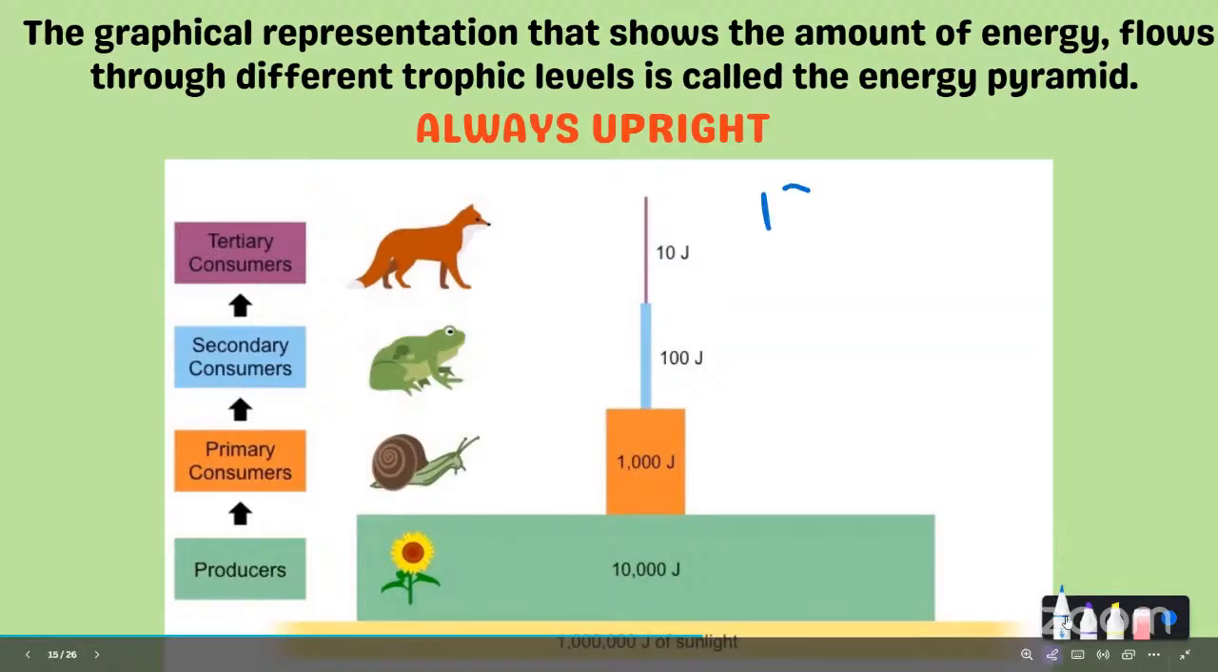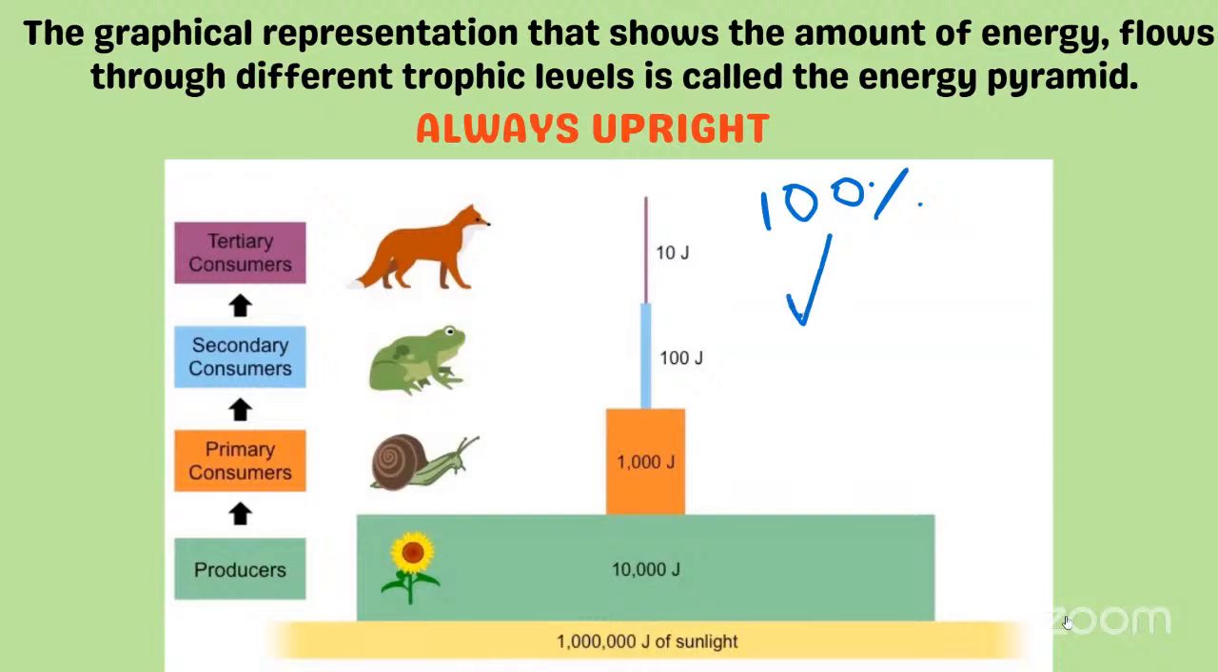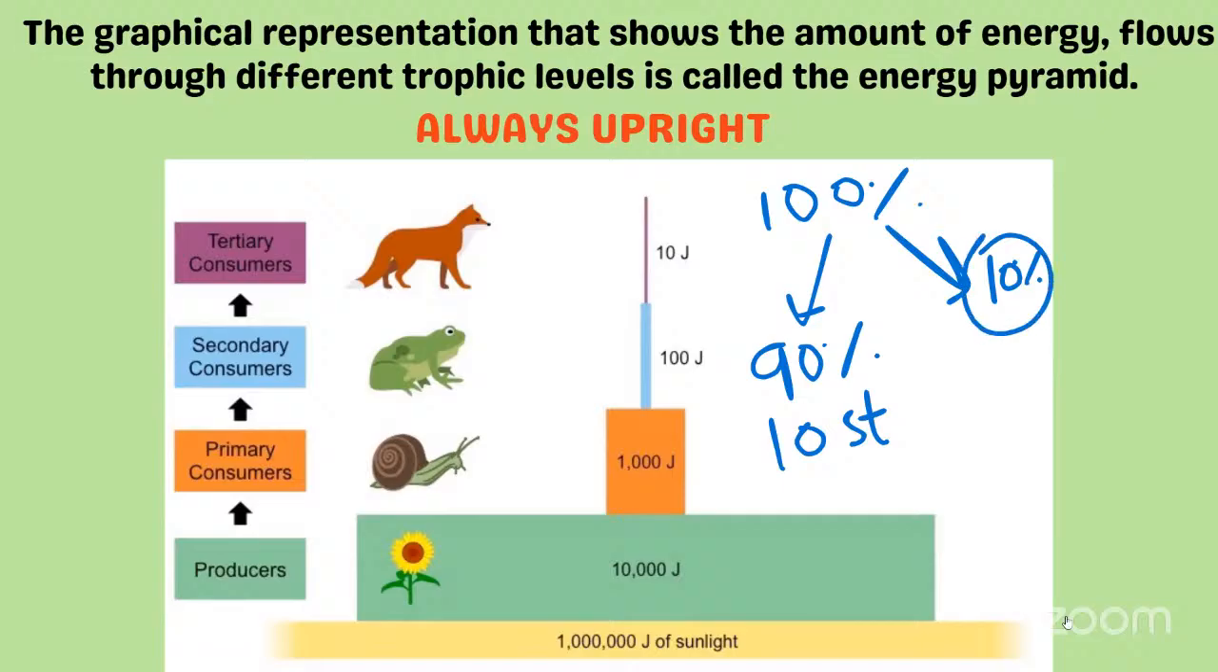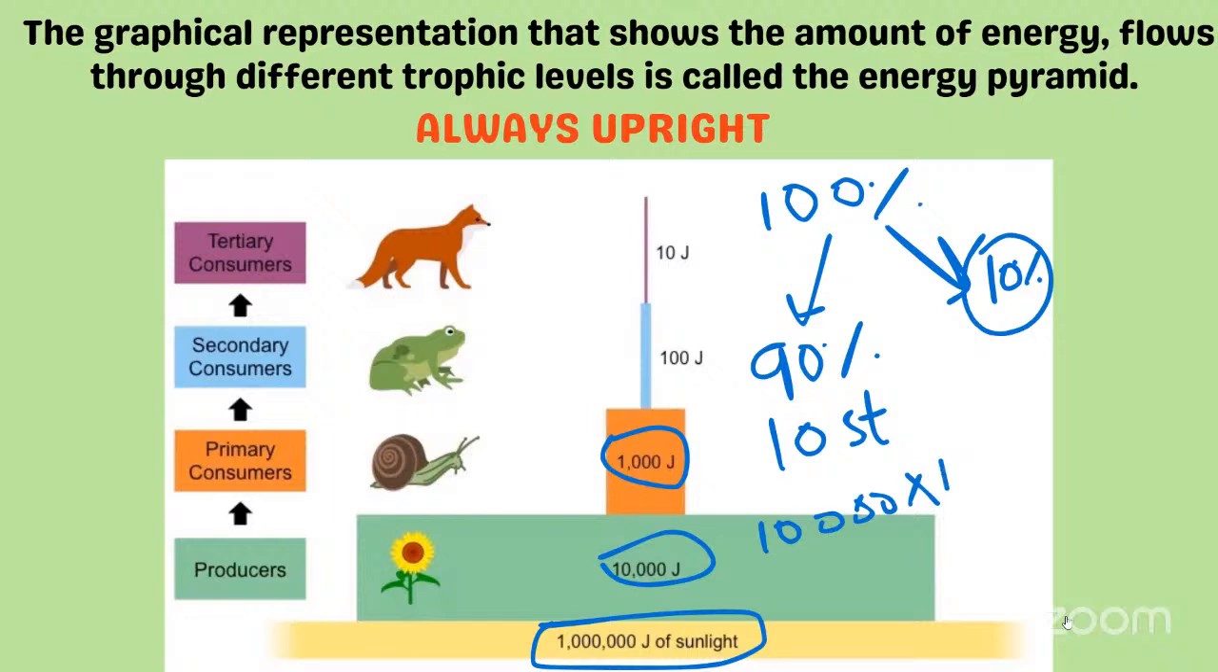So if you have 100%, 90% of the energy is going to be lost. Only 10% is going to be moving. So take a look at this. From 1 million, it went to 10,000, right? From 10,000, it went to 1,000 because only 10%. So what is 10% of 10,000? 10% of 10,000 is 1,000 joules. That is the only energy that is going to be passed to the next trophic level.